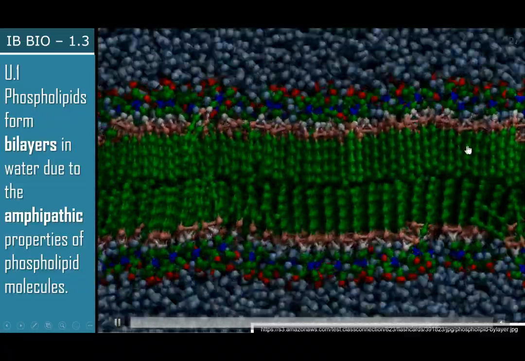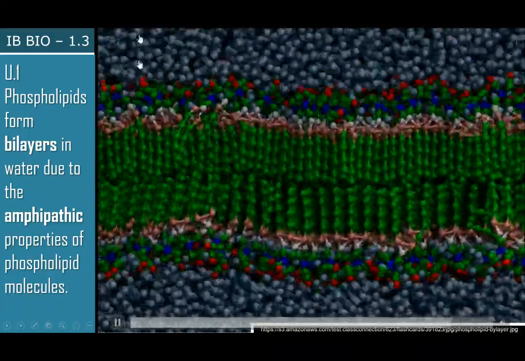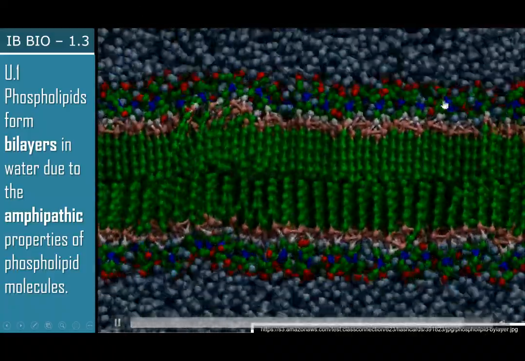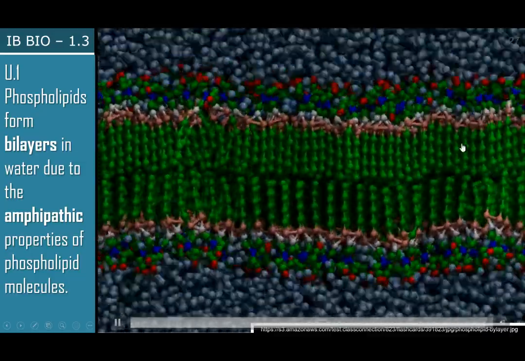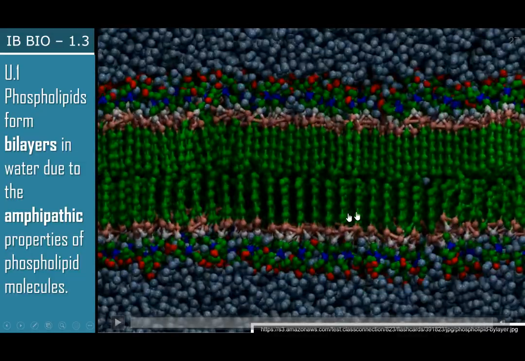Here's the top layer, and here's the bottom layer. We have our water out here, our glycerol heads that don't mind touching the water, our fatty acid tails that don't want to touch the water. And then we have our bottom layer down here. Here's those fatty acid tails that don't want to touch the water. And here are those glycerol heads that do want to touch the water.